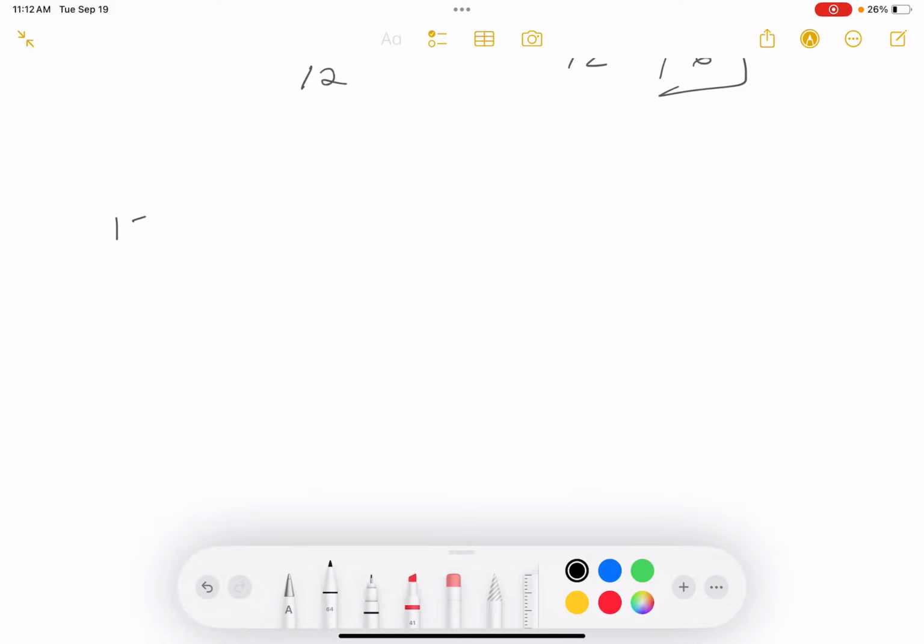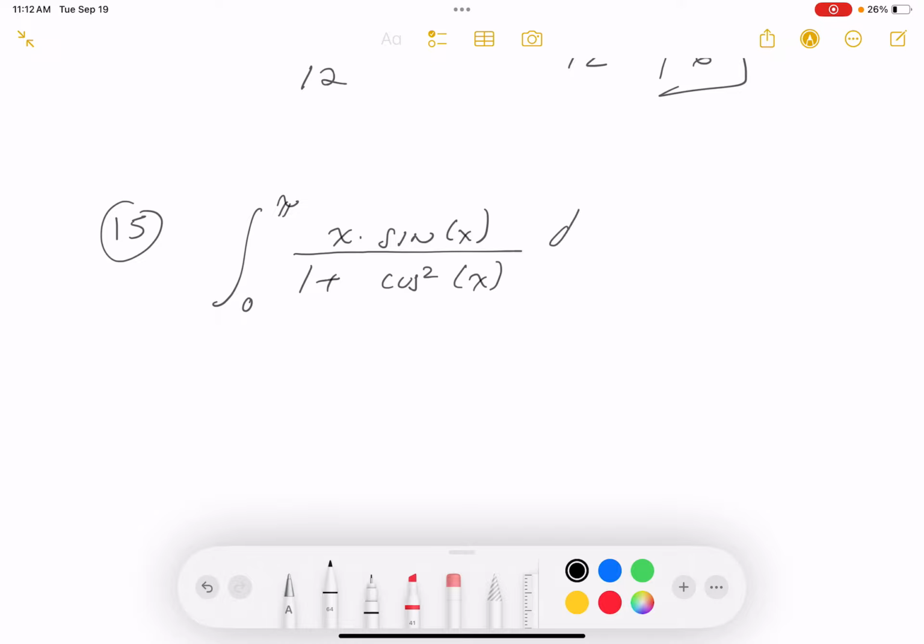Okay, we're on problem number 15 now, and these optional problems are killers. I mean, they really are. So put this one over here. I'm seeing 0 to pi, and then I see x times sine x, and then I see 1 plus cosine squared. Even if you're experienced with integration, you look at these things and wonder, can I find that guy's antiderivative? I'll be honest with you, you would struggle with this for quite some time. I don't think you'll find the antiderivative.